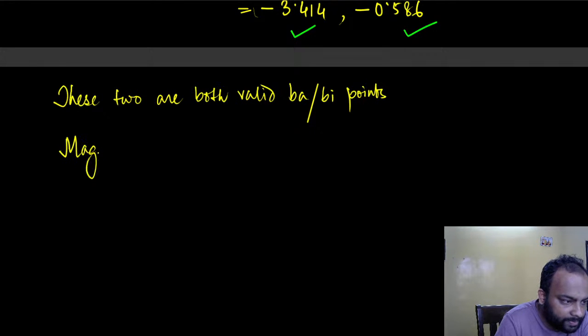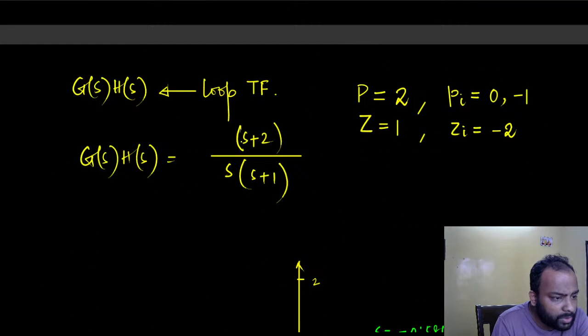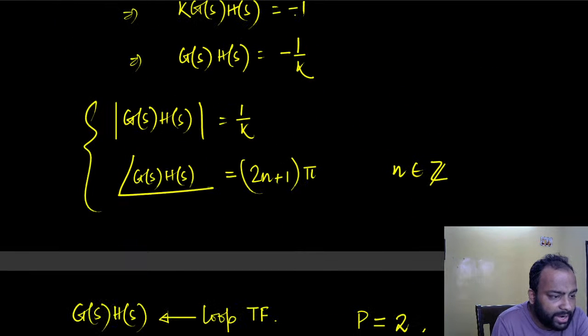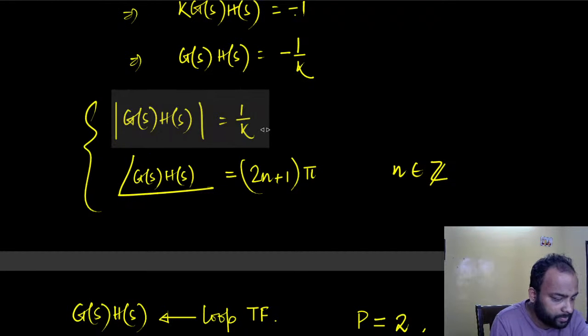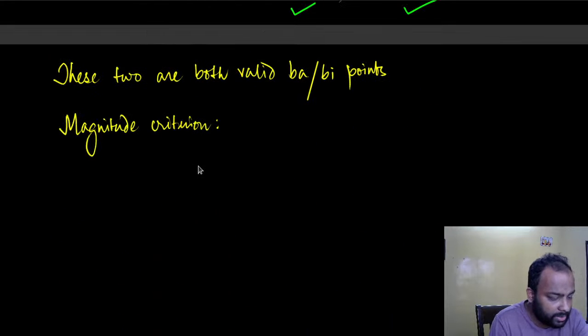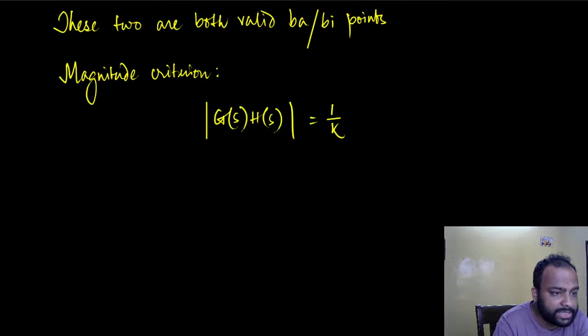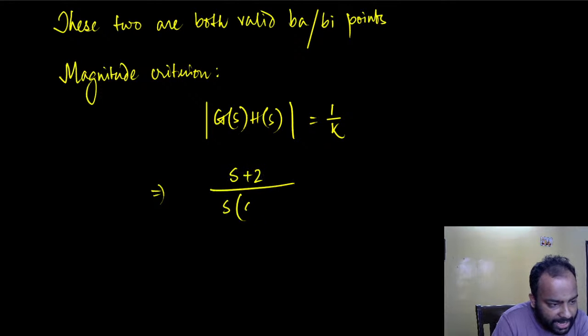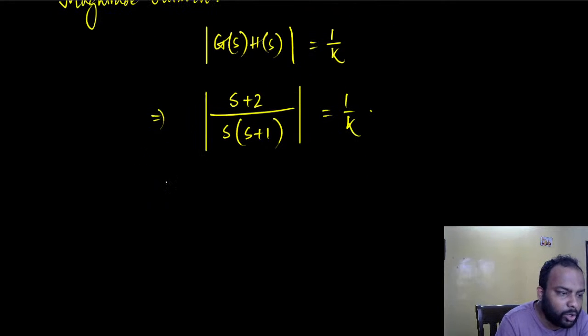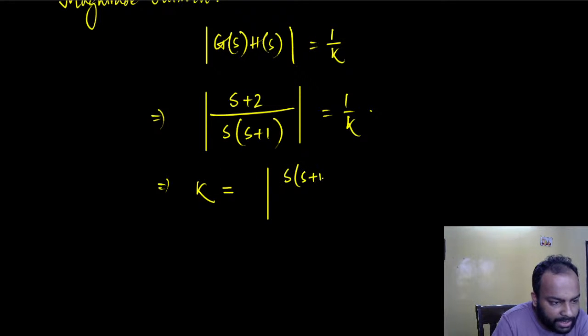So magnitude criteria tells me that this has to be true, right? So that is the magnitude criteria, and for this particular scenario, this is s plus 2 divided by s times s plus 1. The mod of that will have to be 1 by k. So we are looking for the value of k, right? So what is the value of k? Value of k is then mod of s times s plus 1 divided by s plus 2. I don't think there is any issue, right?